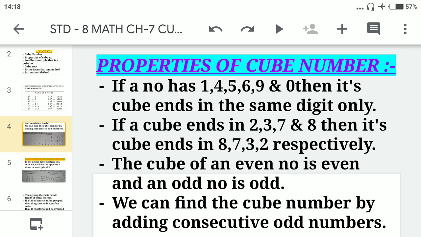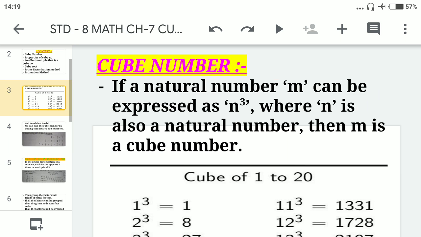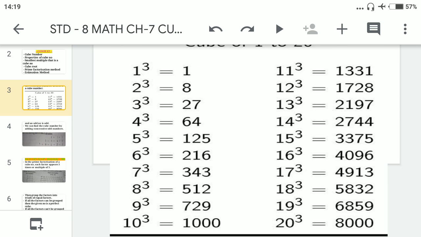Then now I'm going to read about the properties of cube number. Some properties are given here for cube number. If a number ends with 1, 4, 5, 6, 9 and 0, then its cube ends in the same digit only. You can see from the figure here the numbers which end with 1, 4, 5, 6, 9 and 0, and the cube also ends with the same digit.